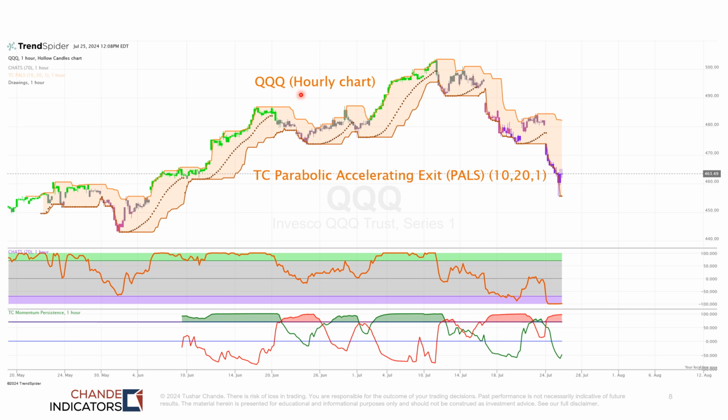Again, the QQQ hourly chart with the parabolic accelerating exit. The primary uptrend here would have given us a very nice exit on the first strong bar decline. So you see that we've gone higher and higher, or closer and closer to the reversal point for the exit. And of course, we would have had two additional exits over here.